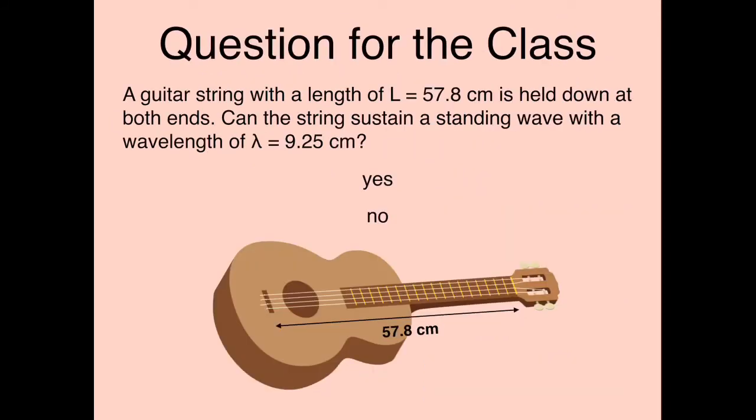So that leads us to a question. We have a guitar string with a length L equal to 57.8 centimeters, which is held down at both ends. Can this string sustain a standing wave that has a wavelength lambda equals 9.25 centimeters? So if the length of the string is this, can we have a standing wave whose wavelength is this? Is that possible? Just try to answer yes or no. So pause the video, try to work it out, see what you get, and then we'll go through it together.